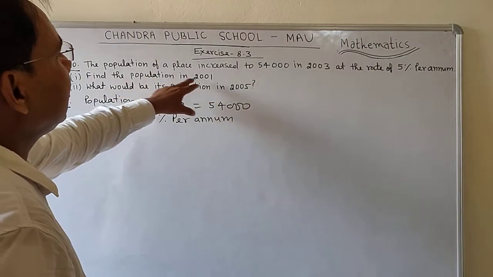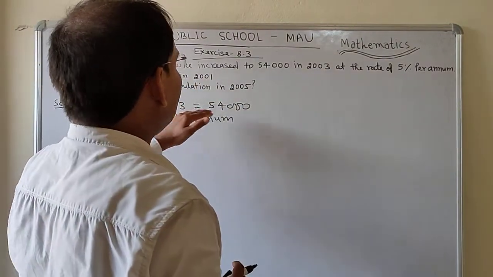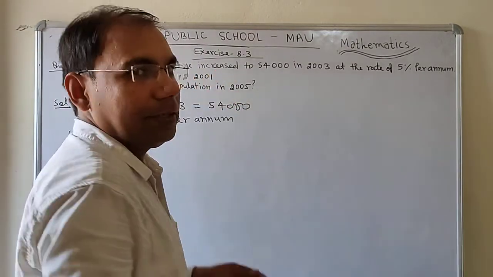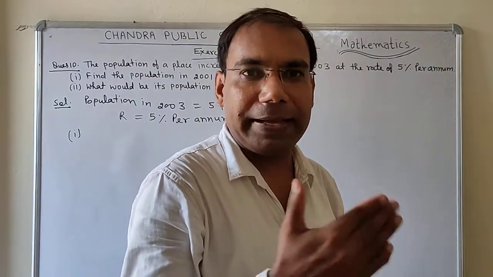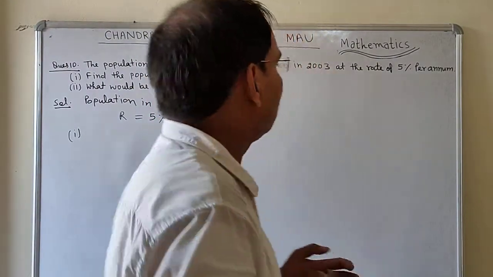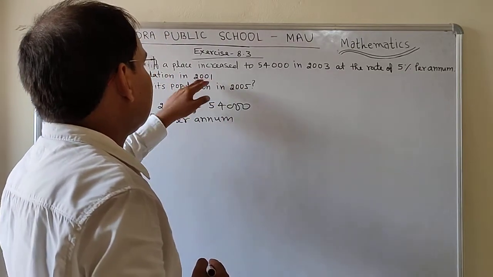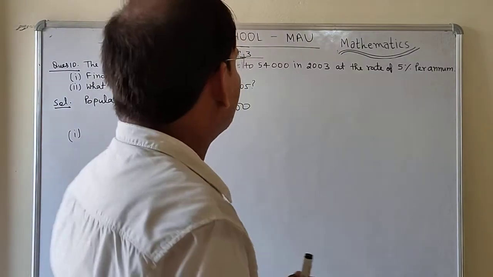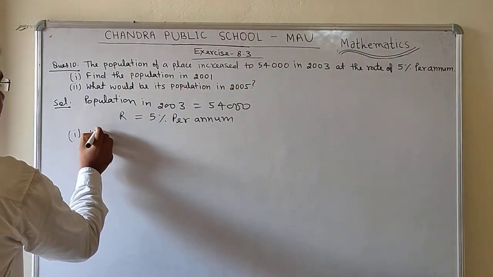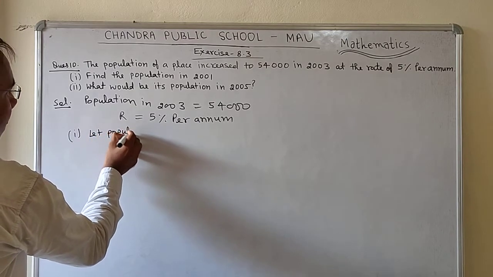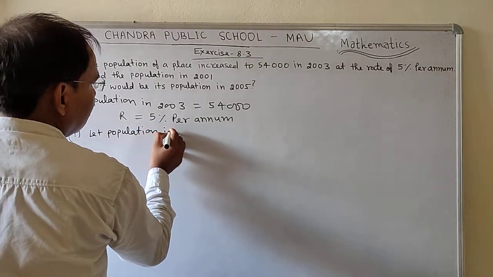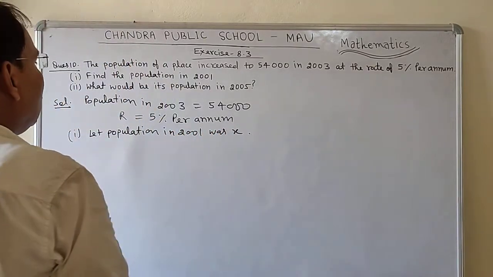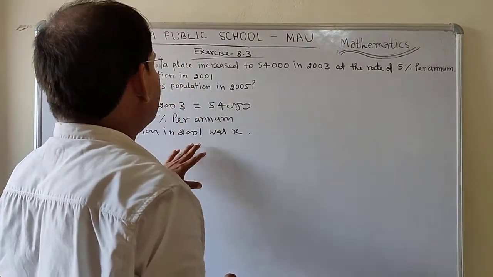You need to find the population in 2001. So the population in 2003 is given, and you are going to find the population in 2001. It means you need to find the population 2 years back. As compared to 2003, you need to find the population of the place 2 years before. So here you will take, let the population in 2001 be X.